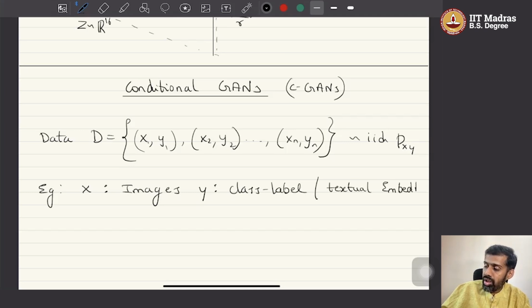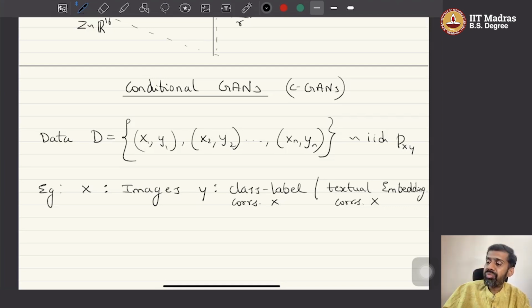If you don't know what a textual embedding is, don't worry, we will look into this later in the course. Think of it like this: y is a class label corresponding to x. For every x we need a class label, or a textual embedding again corresponding to x. Let's say that you have some image and a textual description of it. Converting the textual description into a particular vector is what is called a textual embedding. We will see later in the course how to get embeddings of this sort. So assume that we have access to this.